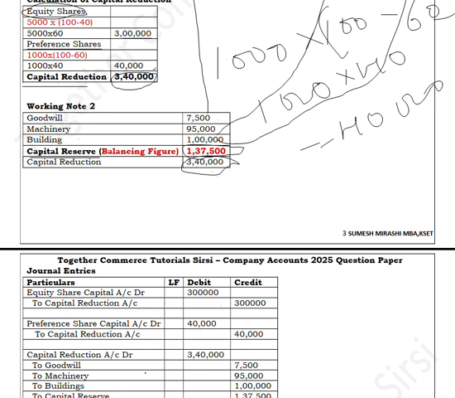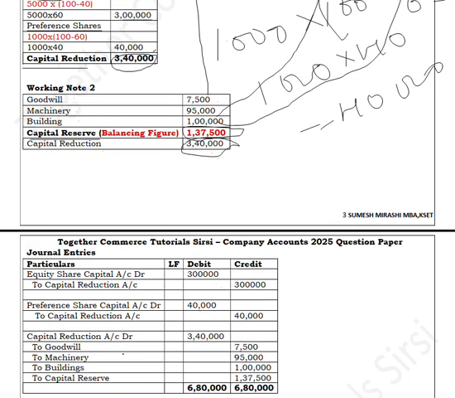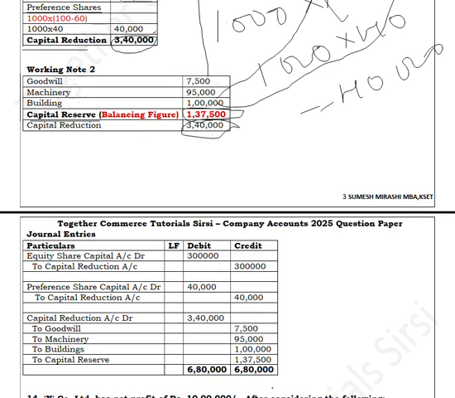Then lastly the final entry, that is the capital reduction account debit 3 lakh 40,000 to goodwill, to machinery, to building, to capital reserve. You can write the same thing here with 4 entries: to goodwill, to machinery, to building, to capital reserve. So then the total will be 6 lakh 80,000.